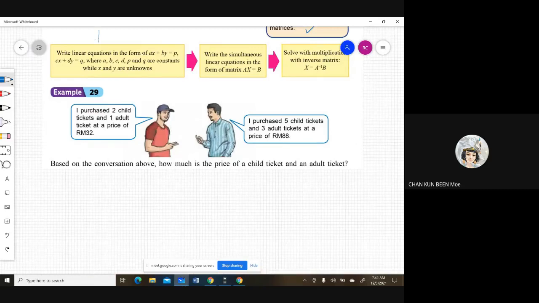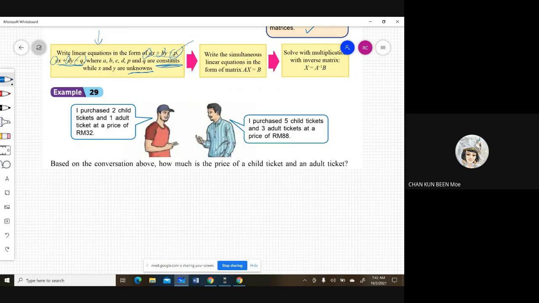First, you write down the linear equation in the form of ax plus by equal to p. This is the first linear equation. And then cx plus dy equal to q. This is the second linear equation, where a, b, c, d, p, and q over here are constants, all of them are numbers, while x and y are unknowns or variables.